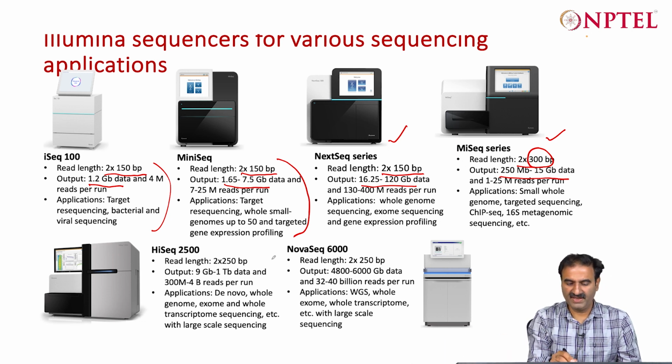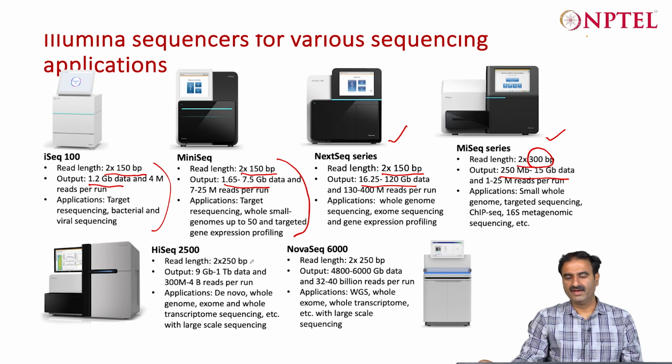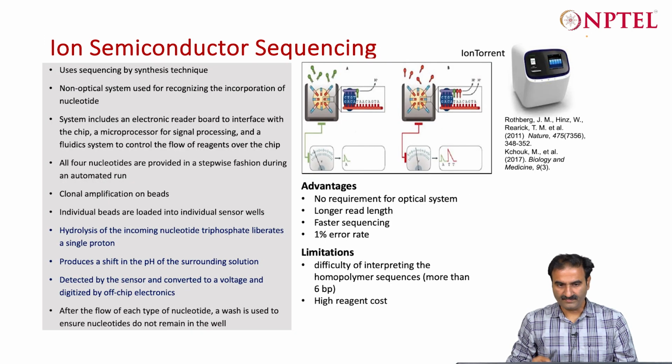And then for the big sequencing centers or for commercial purposes, HiSeq 2500 and NovaSeq 6000 are the two sequencers which can produce, you know, up to 6000 GB or basically 6 TB of data in one run, and 2 into 250 base pair reads, and very cheap compared to all the other systems.